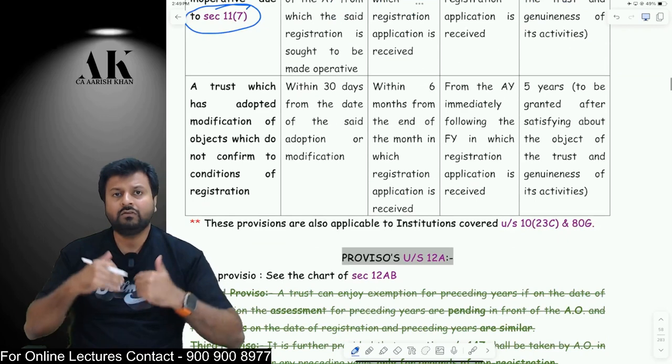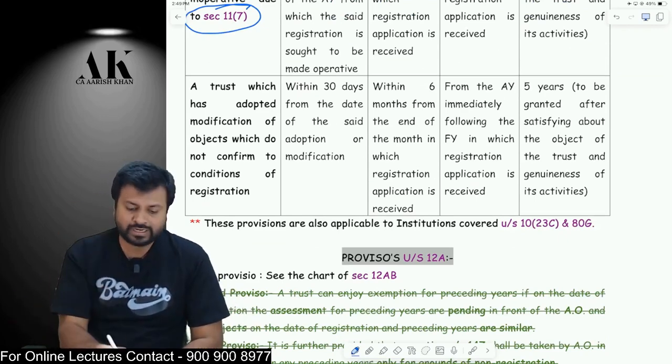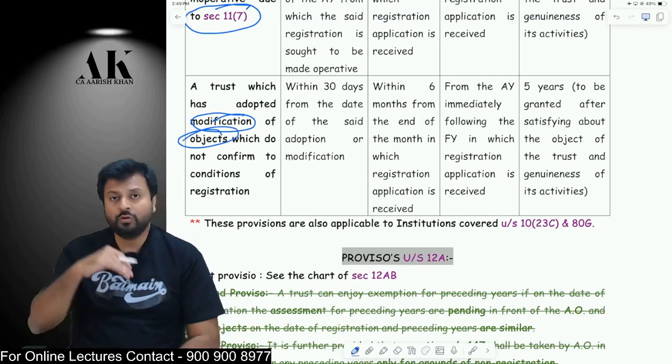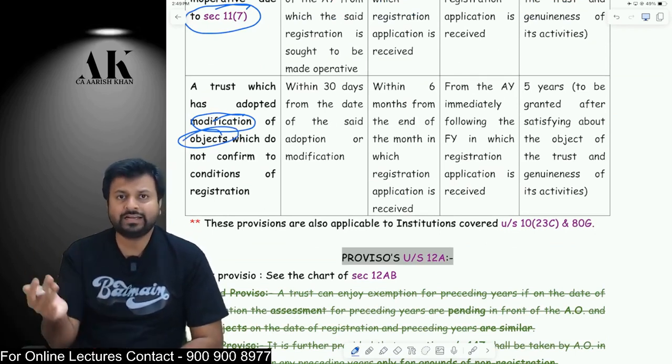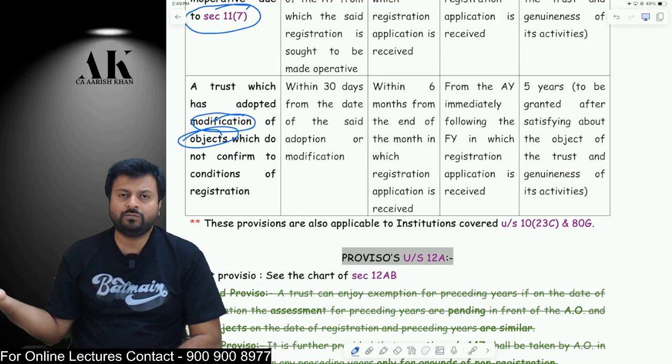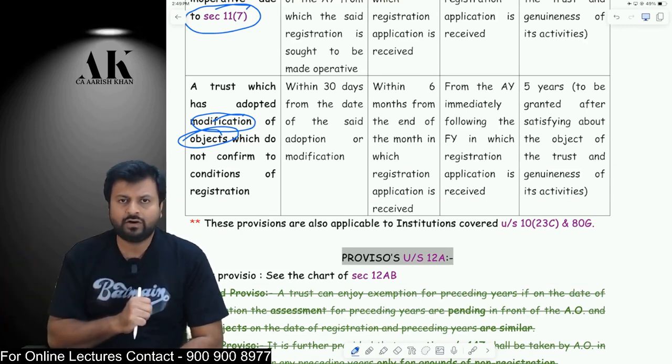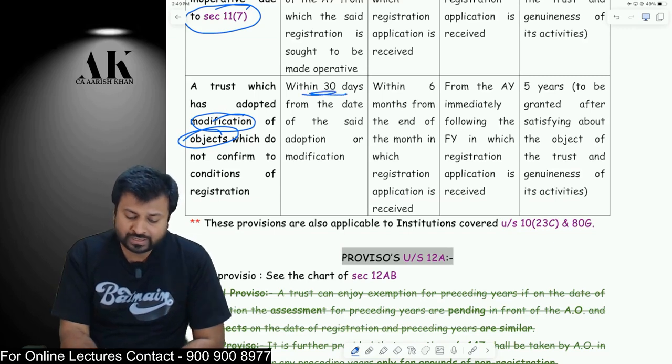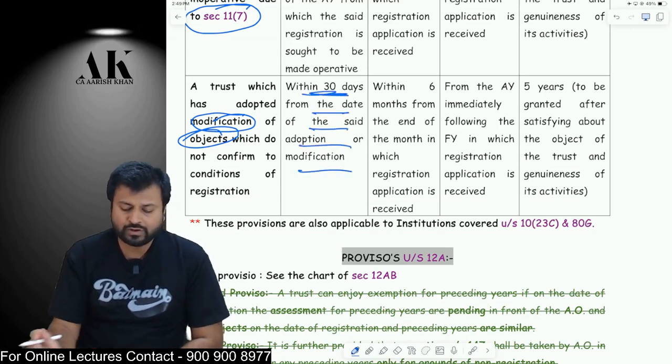Last but not least, what about the trust which changes its objects, modifies the objects, or adopts new objects? In that case, earlier I was registered for relief of the poor. Now I want to register for medical relief also. So you have to make a fresh application within 30 days from the date of adoption of the new object.